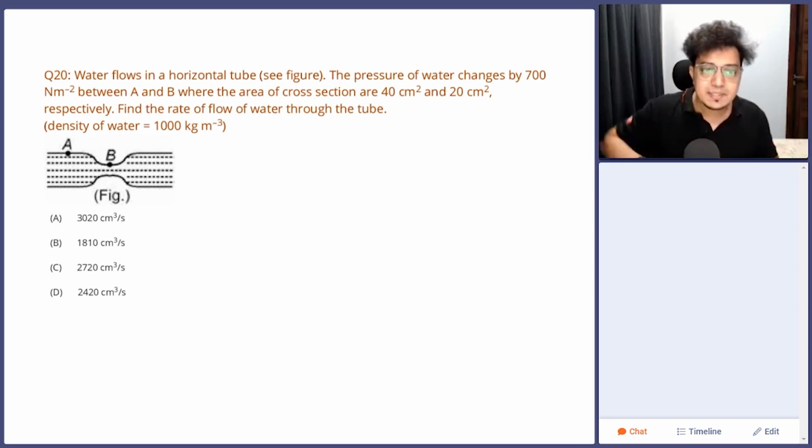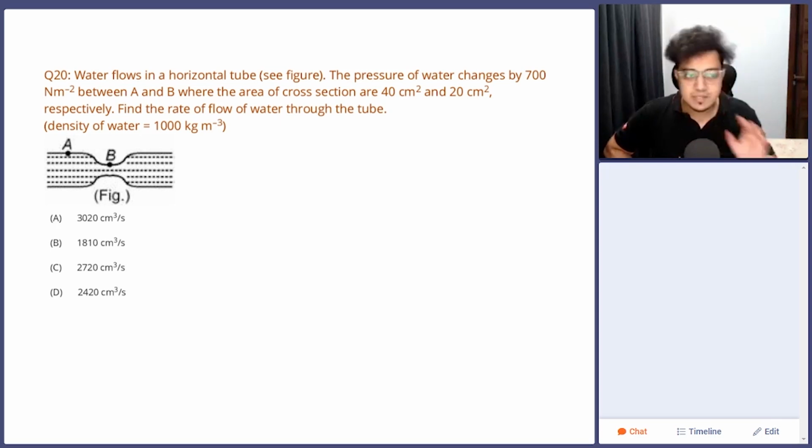Water flows in a horizontal tube. Okay, you can see the figure. Pressure of water changes by 70 Newton per meter square between A and B. So the pressure difference between A and B is given, where the cross-section area of the pipe is 40 centimeter square and 20 centimeter square. Find the rate of flow of water through the tube. Density of water is 1000.